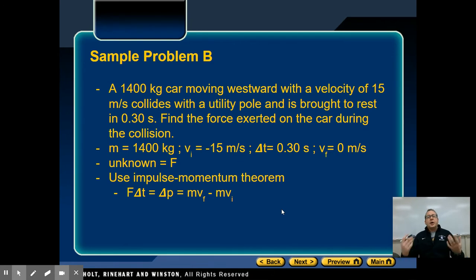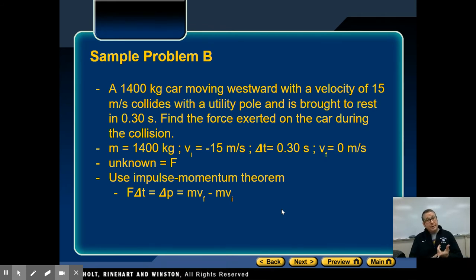So let's start in our calculations, okay? I have built in the solutions to this problem, and then we'll do some additional practice ones, okay? So we have a 1,400 kilogram car moving westward with a velocity of 15 meters per second, is going to collide with a utility pole and is brought to rest in 0.30 seconds. Find the force exerted on the car during that collision.